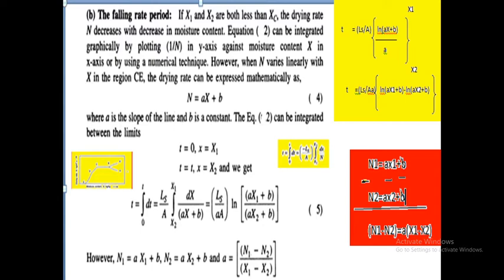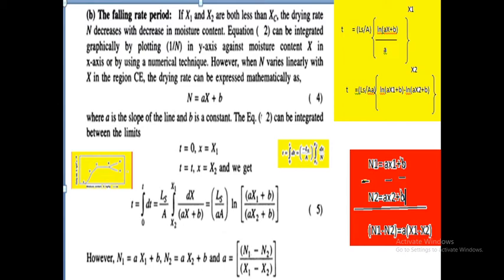Okay. So here capital N is equal to Ax plus B. This equation is the general equation of a linear curve, that is, the y is equal to mx plus c expression. So this is equation number 4. Here capital N is the y-axis, capital X is the x-axis, A is the slope, and B is the intercept or constant. Are you clear? Okay. So equation 2 can be integrated between the limits. What is the initial condition? Time 0, initial moisture content capital X1, final moisture content capital X2, time T. Are you clear or not?